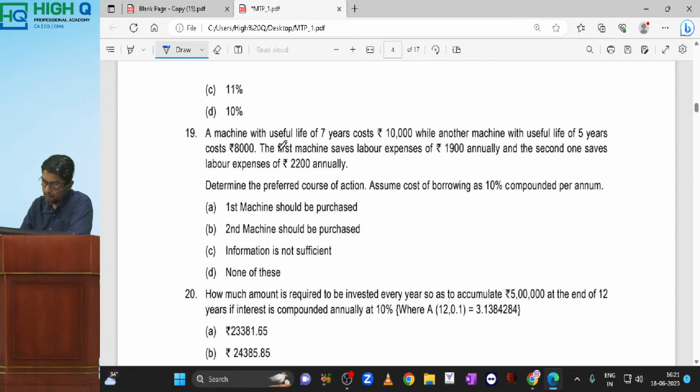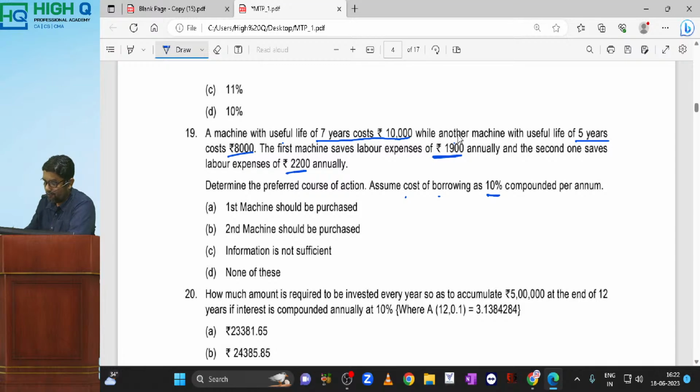Now, a machine with a useful life of 7 years costs 10,000 rupees, while another machine with a useful life of 5 years costs 8,000 rupees. The first machine saves labor expenses of 1,900 rupees, and the second machine saves 2,200 annually. Determine the preferred course of action, assuming cost of borrowing is 10% compounded per annum. That means you know which machine I have to go for.